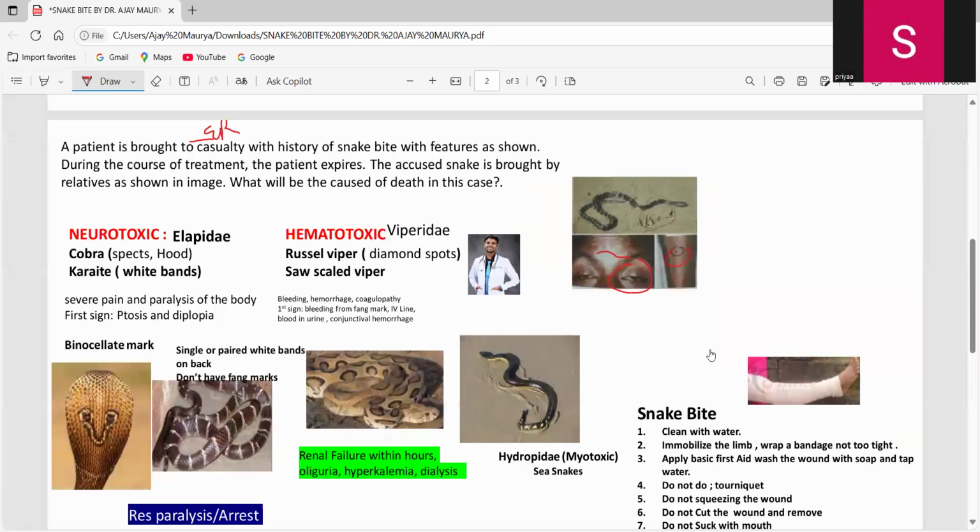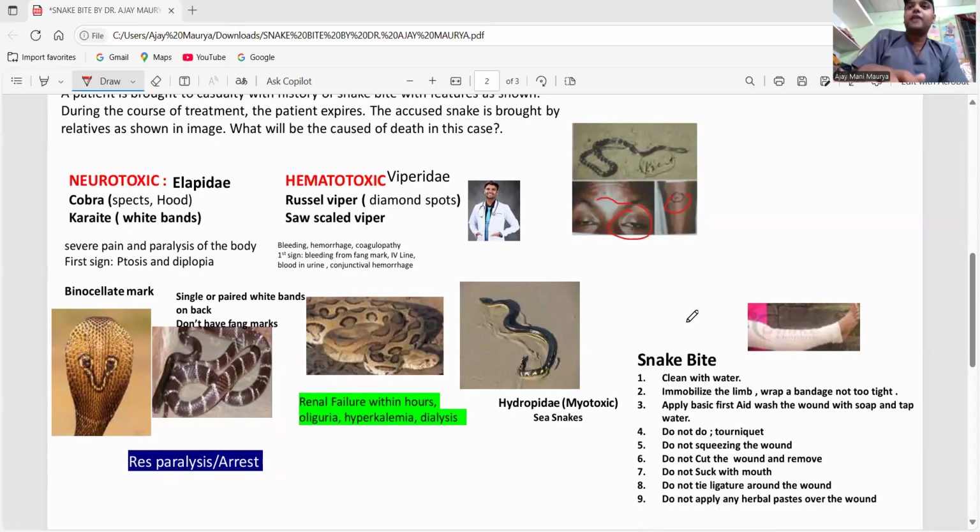Actually, we have to know about two types of snakes. The first one is the neurotoxic snake, and the other is the hematotoxic snake. The neurotoxic snakes belong to the Elapidae family. In the Elapidae family we have the cobra, Naja naja, and next the krait. First, the cobra. They will give this image and ask what type of snake this is. Is it neurotoxic or hemotoxic? Then you have to mark it.